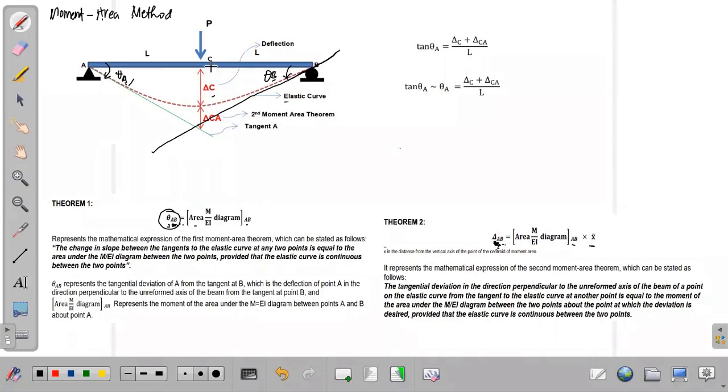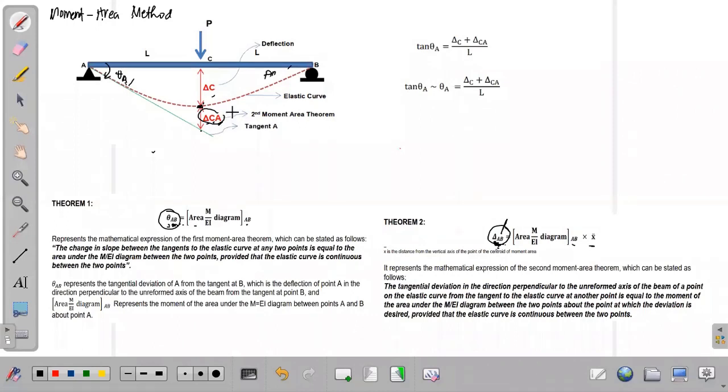Okay? So actually, this will be our second theorem. Right? This is the deflection between two points, the deflection between points C and A. That is how our second theorem looks. Okay? So the distance from the elastic curve, this is our elastic curve, our second theorem is the distance from the elastic curve to the tangent line drawn from point A, for CA. For CB, the tangent line is drawn from point B. Okay? So that is our second moment area theorem.